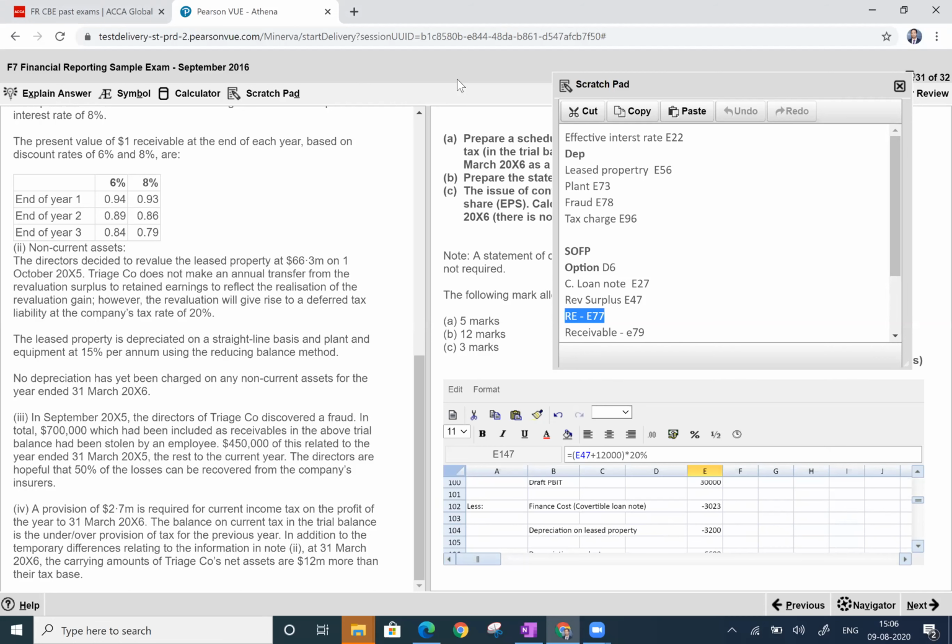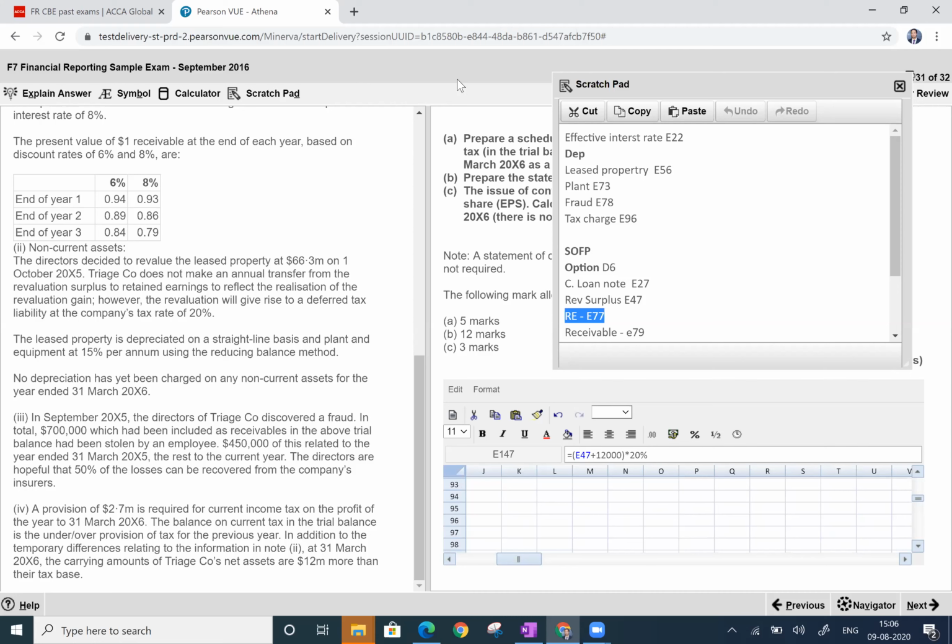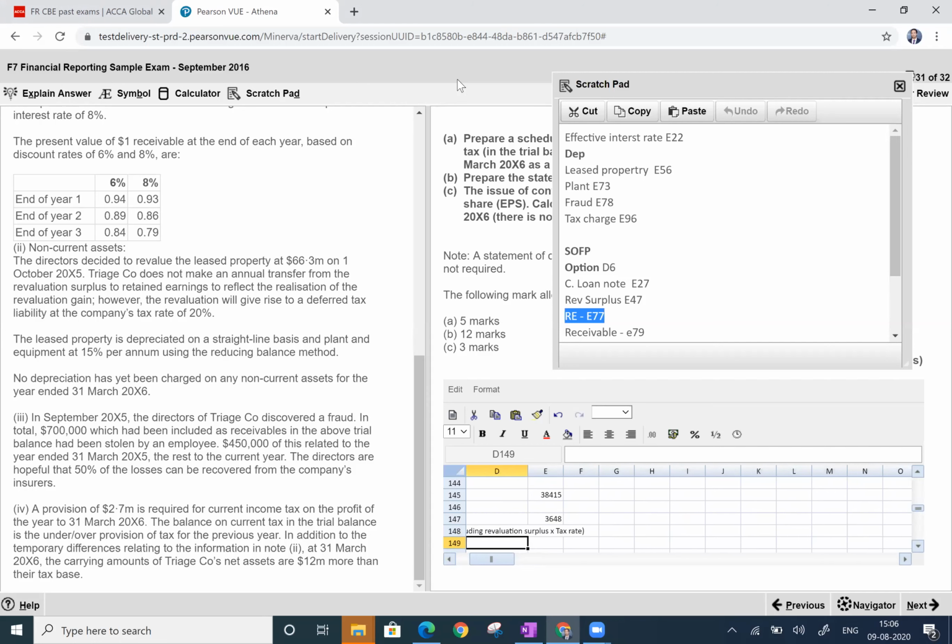7,800, E36. So the real revaluation surplus is E36. If we correct this, E36. Okay. Now, there is one more method how you can find this particular item. How is that? Two ways.